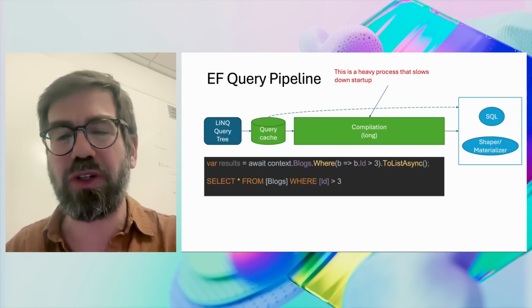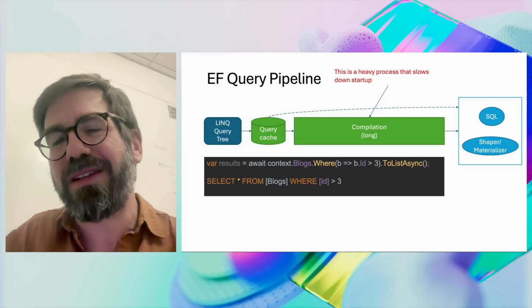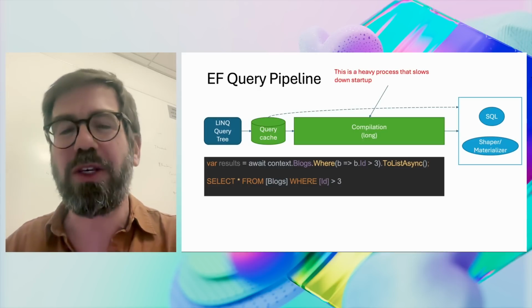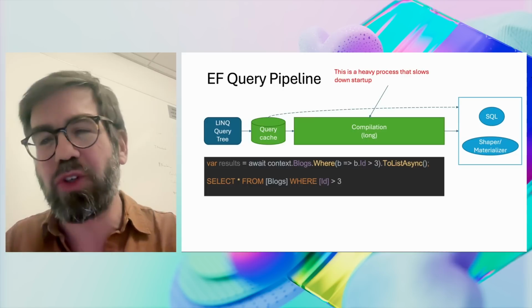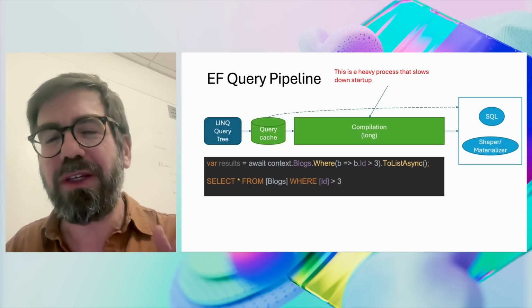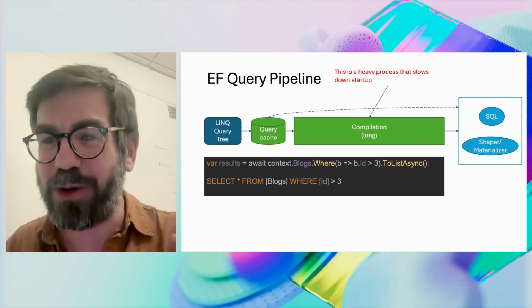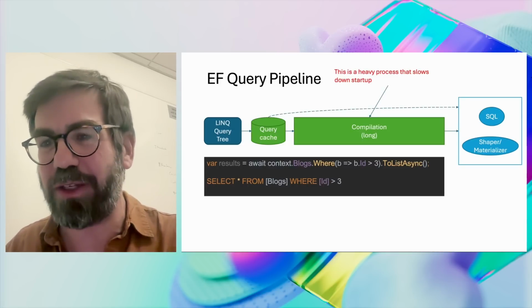That's this query cache that you see here, so that the second time that we run this query, we don't have to recompile it. That would be very slow. So the first time we compile it, the second time we just jump directly. In native AOT, we don't want that compilation at all because, again, it slows down our startup, and the whole point is to get rid of it.